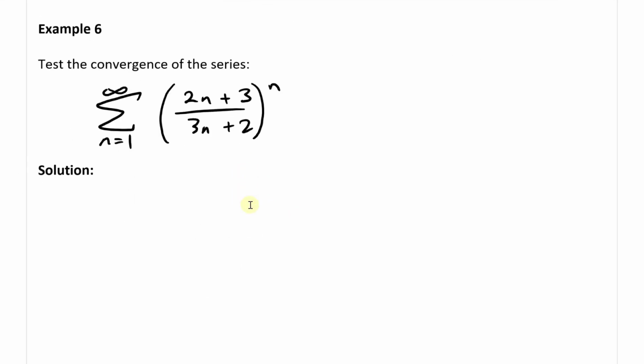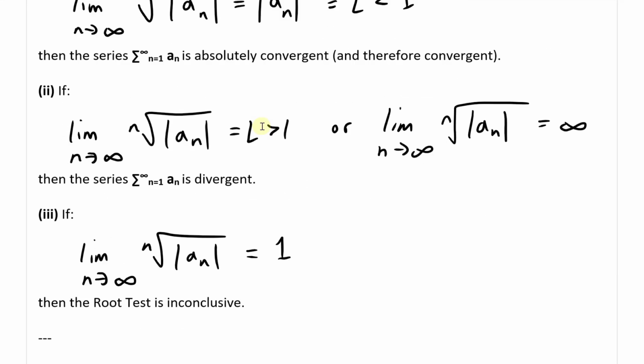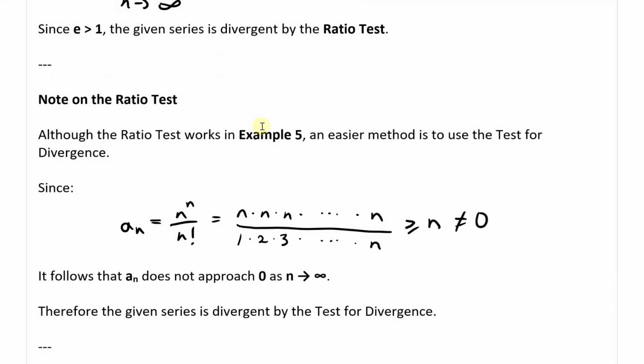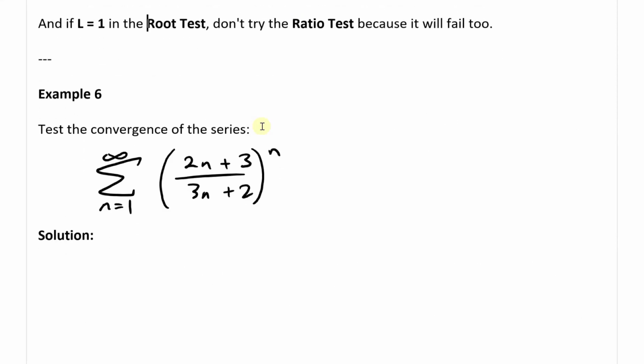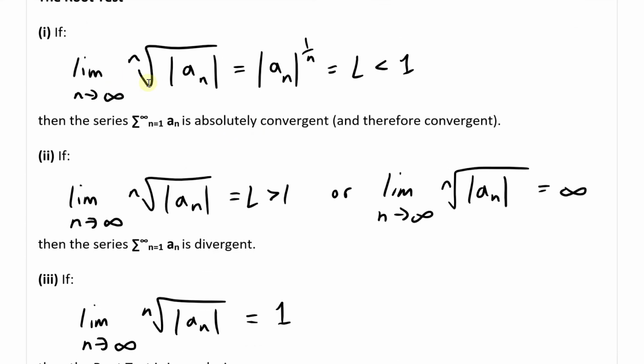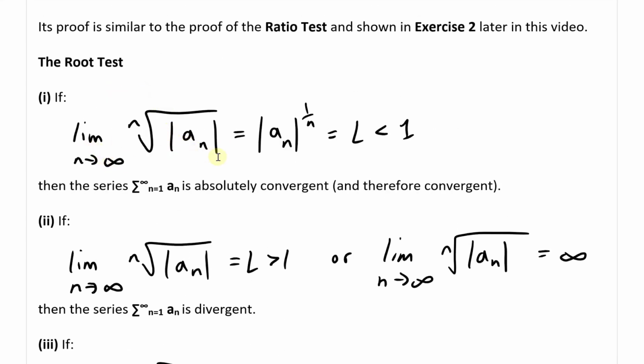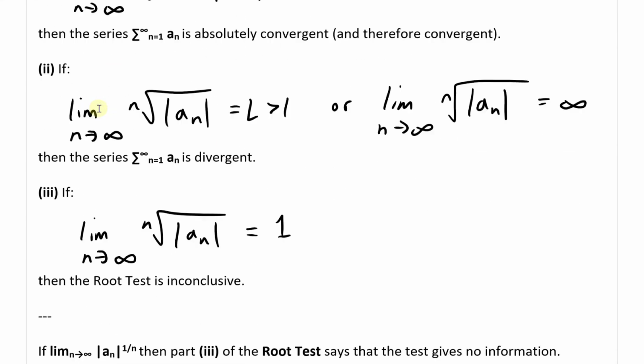So now let's look at an example on this. Example 6 states: test the convergence of the series, and we're given the summation from n equals 1 to infinity of (2 plus 3 over 3n plus 2) all to the power of n. It's to the power of n, and that's convenient for us because we can just apply the root test. Remember, as I stated, it's good for the nth root. So with the root test, we just take the nth root of the absolute value of that term, and then take it to infinity.